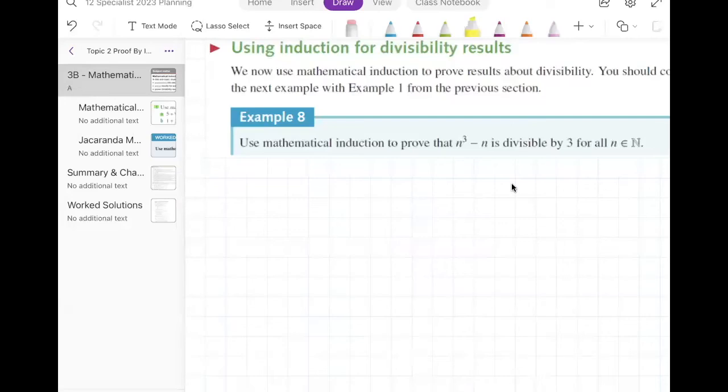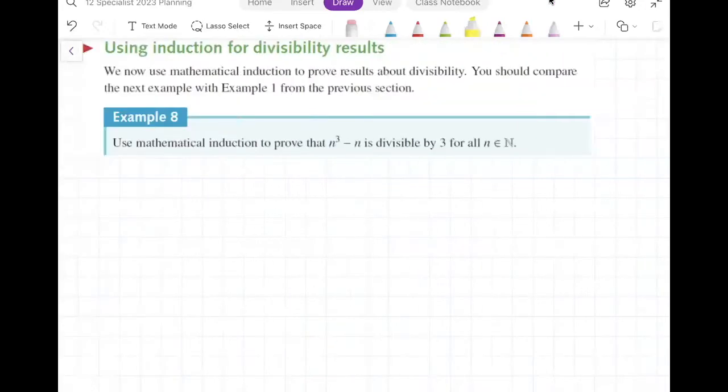Okay, guys, welcome back. We're in 3B and we're going to look at induction for divisibility results, or just proof of mathematical induction involving some kind of divisibility. Now, here's our question. There's a few key differences when we're doing the divisibility proofs.